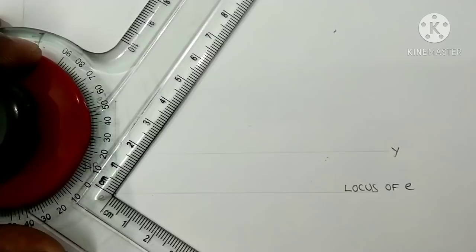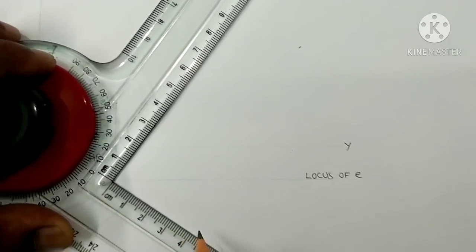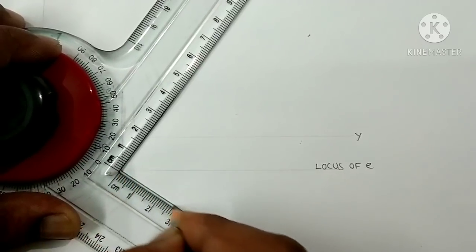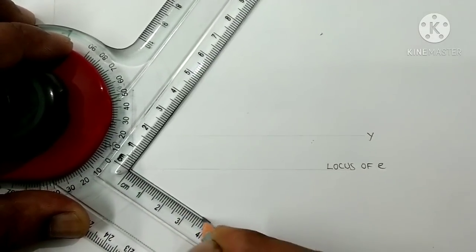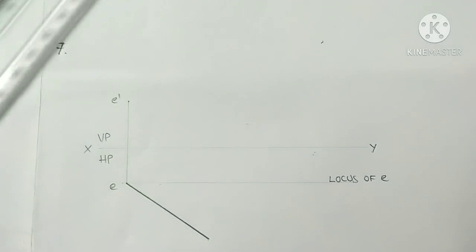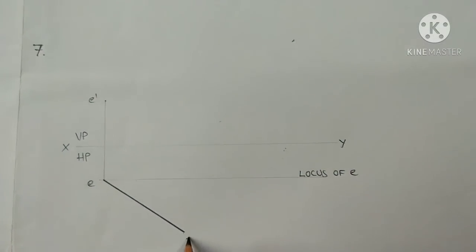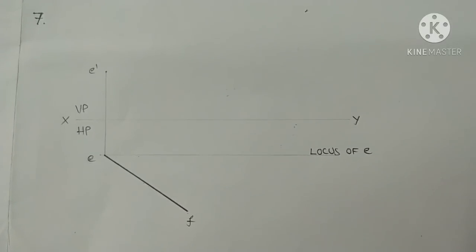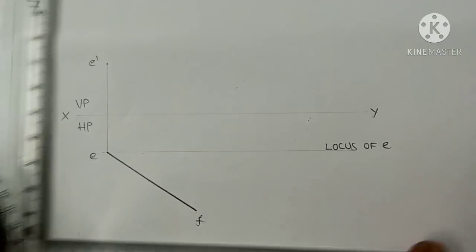Then construct a 40 mm line. Yes, in this way with the help of an HB pencil we can construct it, because this is our view. So this one is E and this point becomes F. So this is the true length, and once we got F we can project that point upwards.